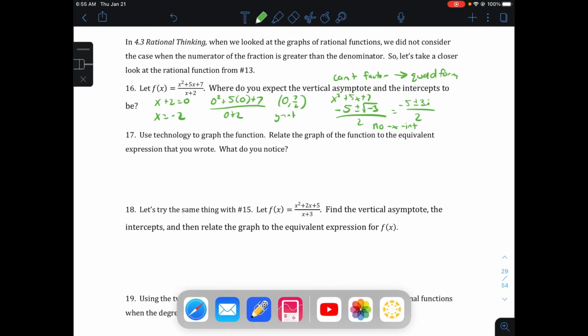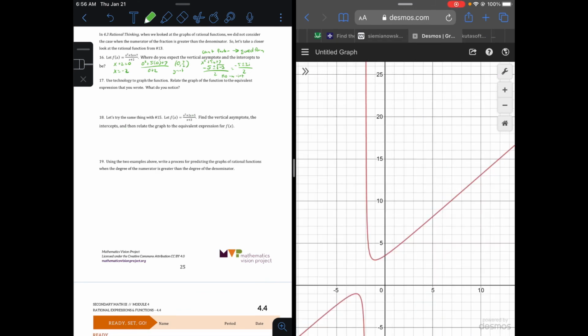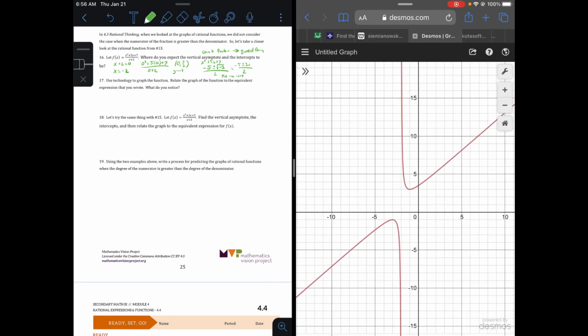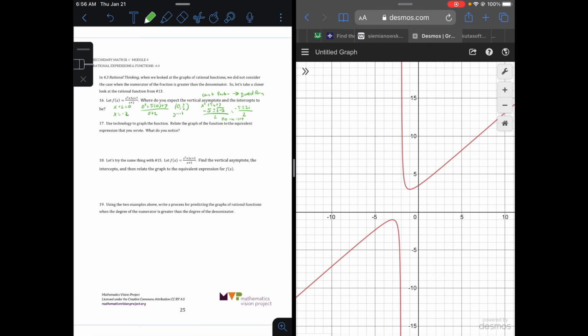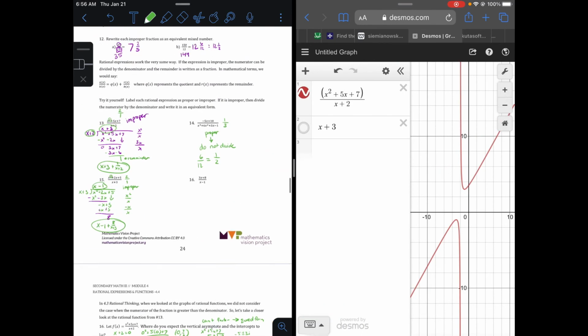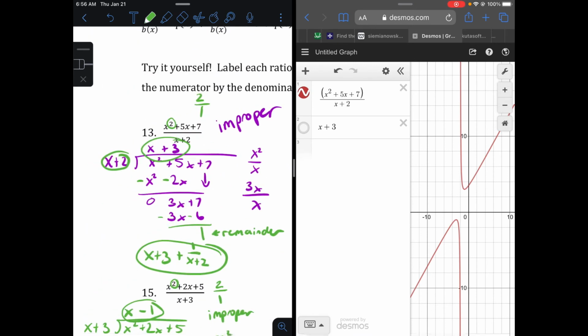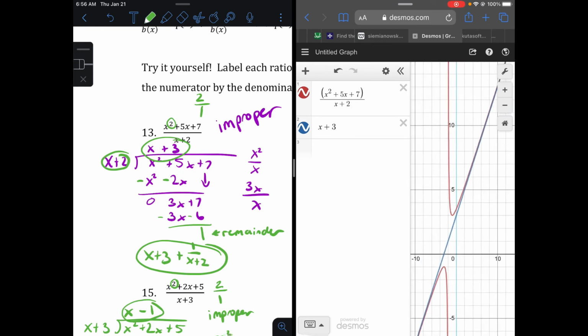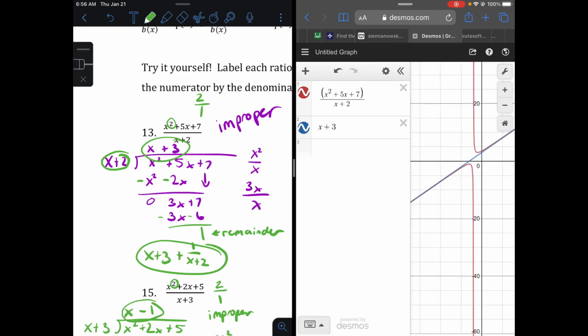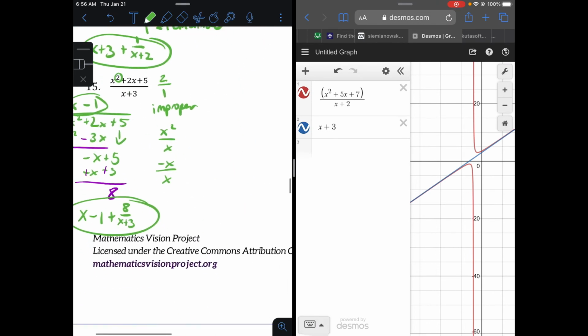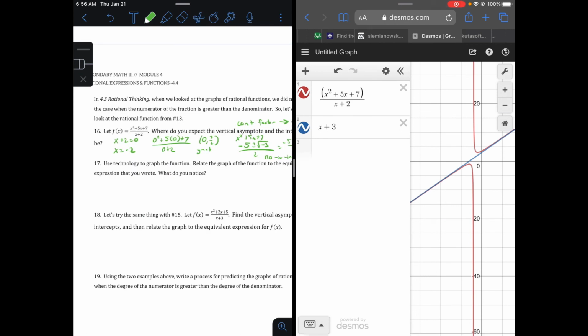Let's graph this. So I did graph this on Desmos, and you can see this is our original function, all right? And they said they want you to graph it with the original expression here. So what I did is, remember when we divided, our answer was x plus 3. All right, we did have a remainder, but our main answer there was x plus 3. Watch what happens when I graph x plus 3. Do you see how it kind of follows that x plus 3 thing going on there? So that is actually what we call a slant asymptote.